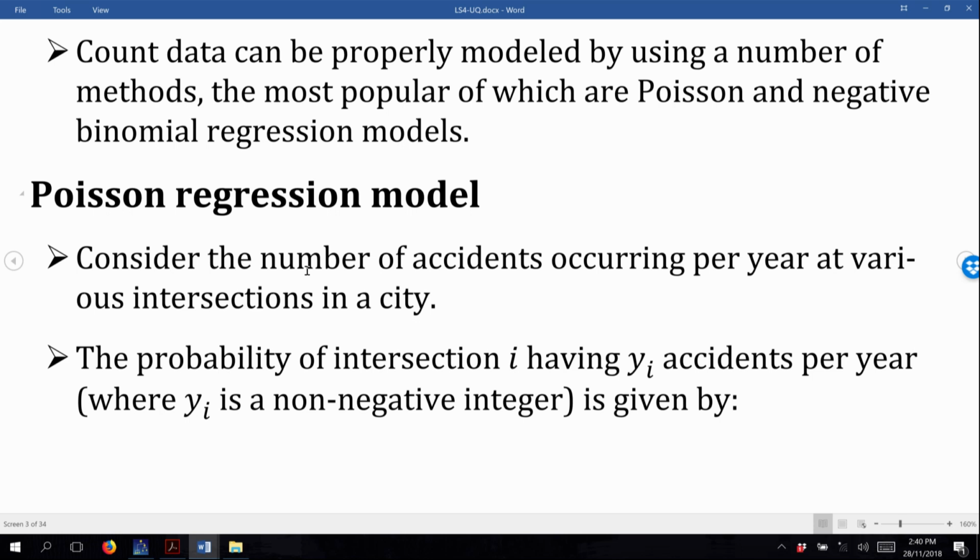So just to show hands, how many people are familiar with count models? Okay, very few. So I will proceed on that basis.